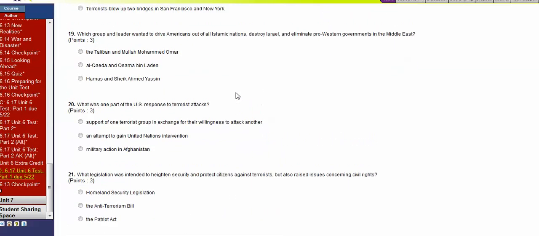Number 19, which group and leader wanted to drive Americans out of all Islamic nations, destroy Israel, and eliminate pro-Western governments in the Middle East? Was that the Taliban and the Mullah Muhammad Omar, Al-Qaeda and Osama bin Laden, or Hamas and Sheikh Ahmad Yassin?